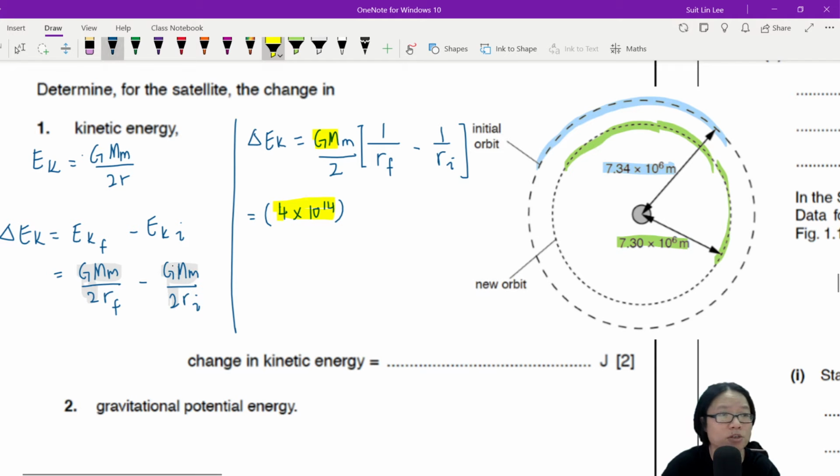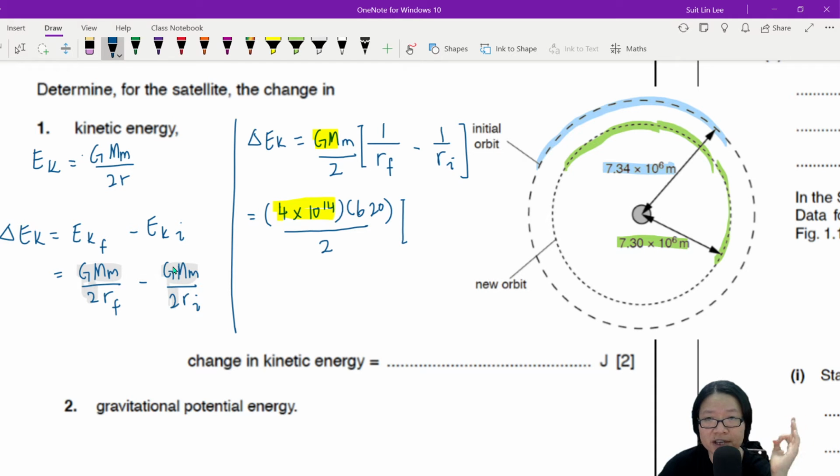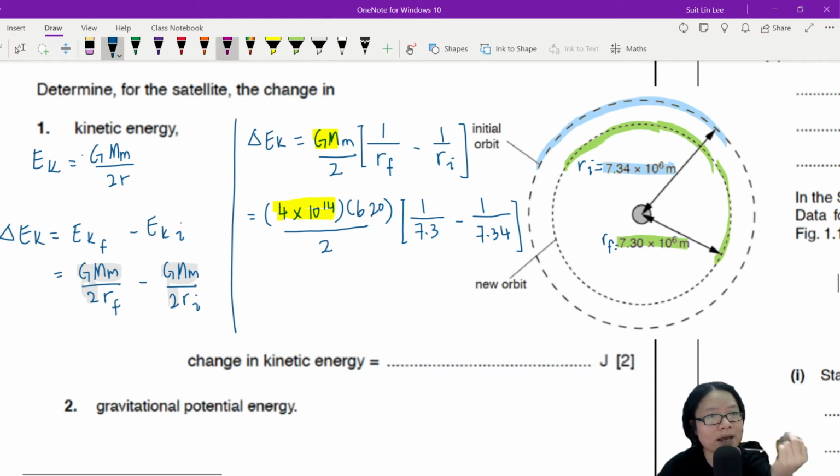What about the mass of the satellite? Small m. It is given in the question that the mass of the satellite is 620, divided by 2. If you are lost, refer to the question, the values are given. So RF, final orbit, initial orbit is the blue one. So this is RI, and RF is the 7.3. So I will have 1 over 7.3 minus 1 over 7.34. Now, if all your alarm bells are blaring and you're saying, Miss, you forgot 10 to the power of 6, don't worry, I got you, I factorize.